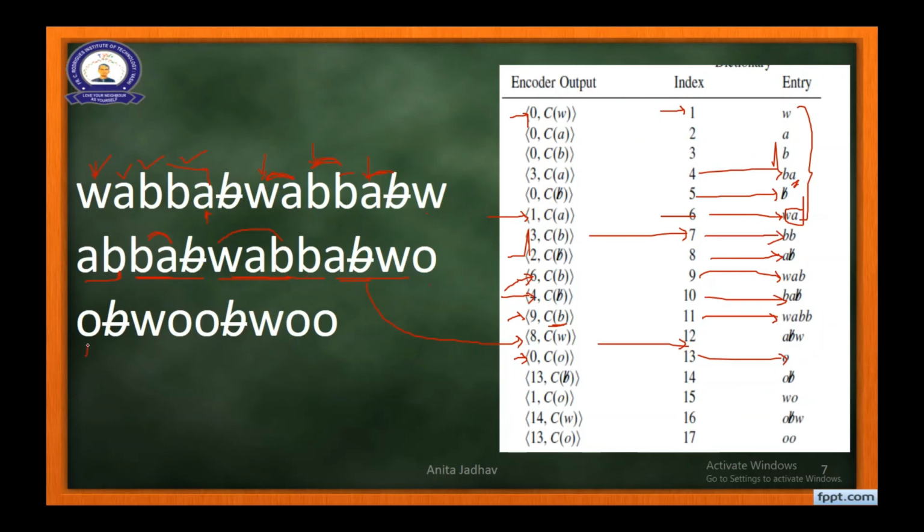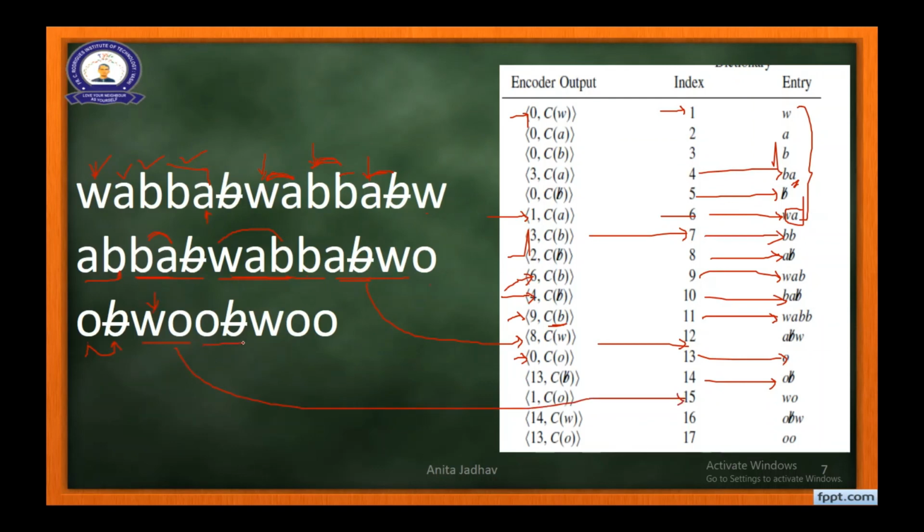Now again you have O. Do you have an entry in the dictionary? Yes, 13. So now you will include it with the next symbol. So you have O space. WO, is it there in the dictionary? No. So for W you will be sending the index, and WO you will be writing at 15.